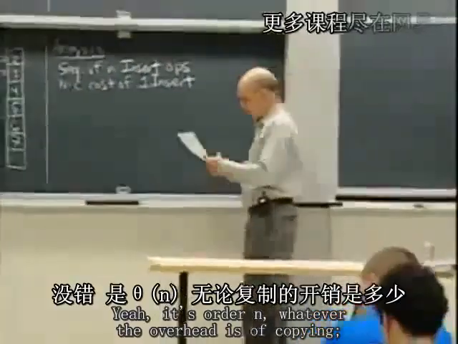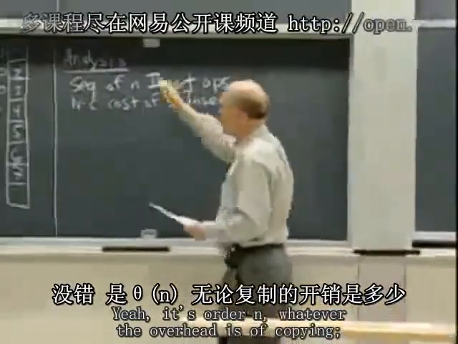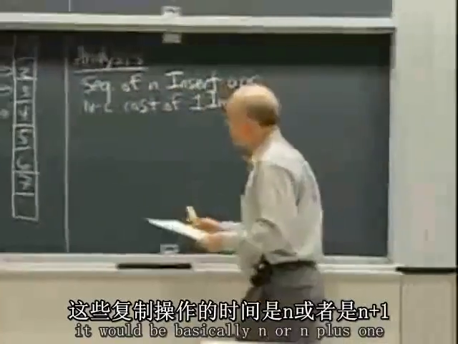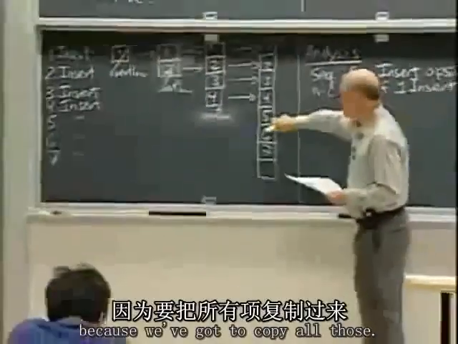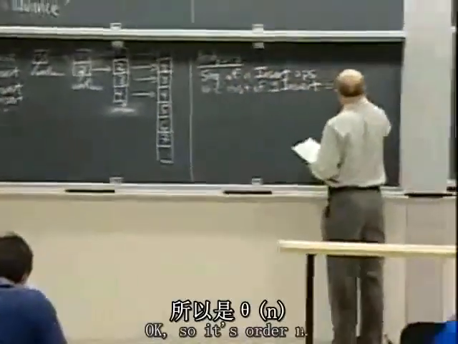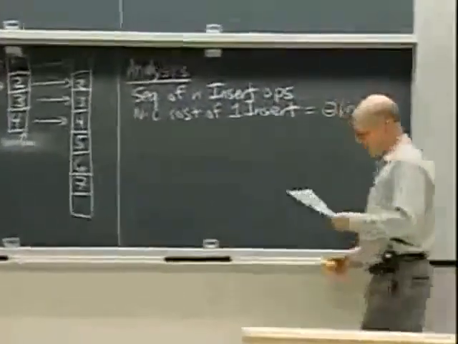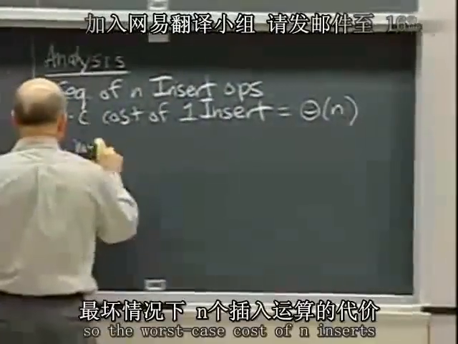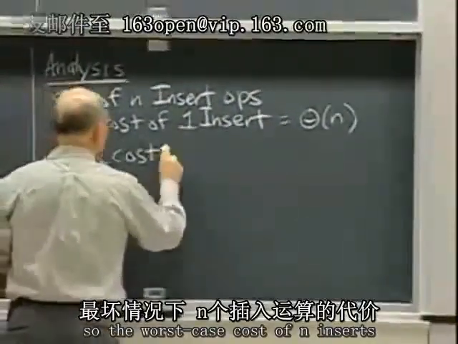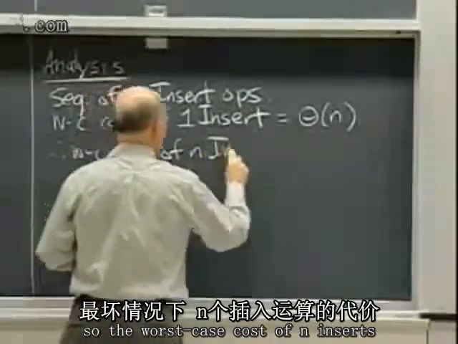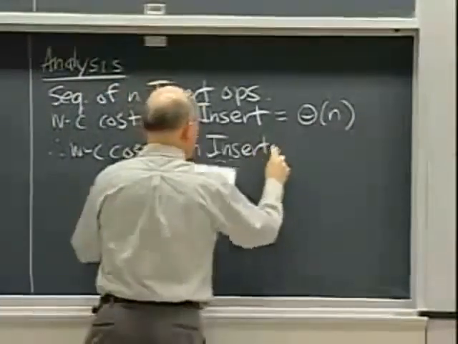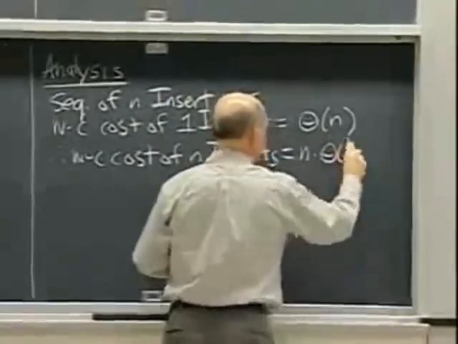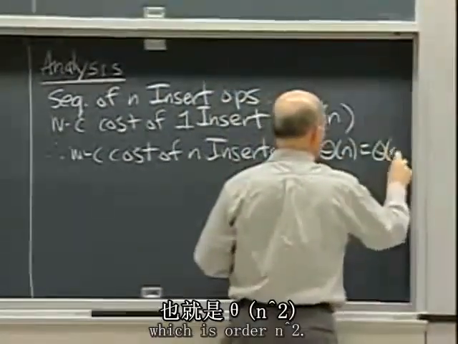Order n. Whatever the overhead is of copying. If we counted it as 1, it'd be basically n, or n plus 1, because we've got to copy all those. So it's order n. Therefore, if I have n of those, the worst case cost of n inserts is equal to n times order n, which is order n squared.